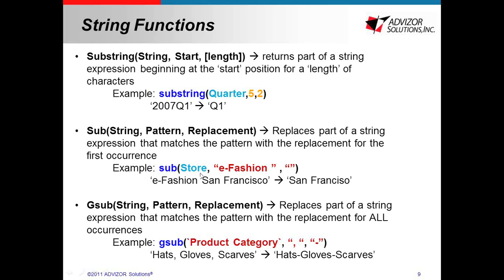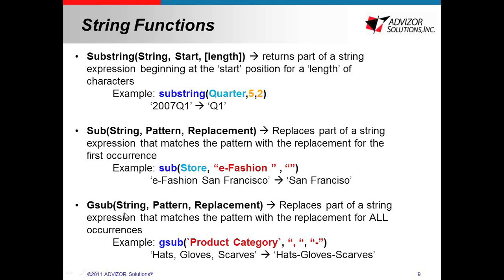So it would be sub, the field that I'm removing the pattern from, and the pattern is eFashion and then a space, because I don't want to have the space in front of the location, and I want to replace it with nothing. So I would just put 2 quotes, and so for eFashion San Francisco, the result would just be San Francisco.